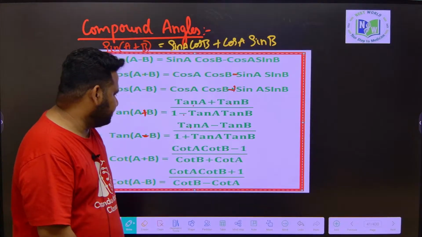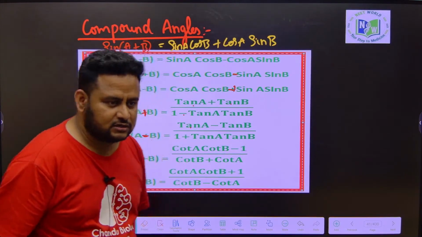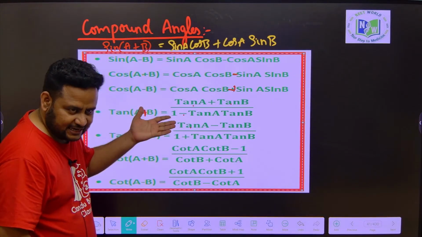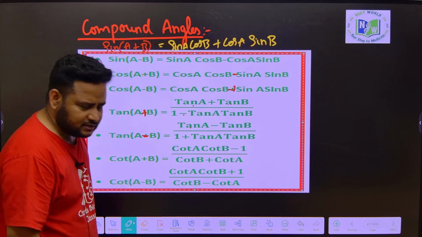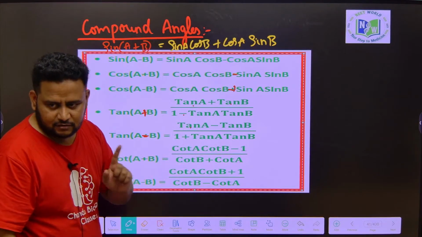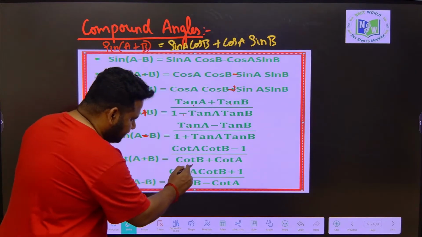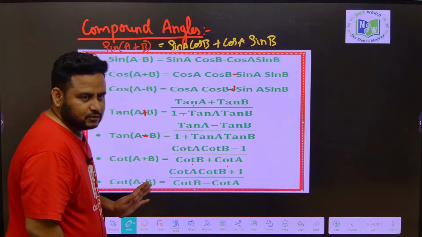Similarly, if I talk about cot, cot A, cot B, it is the inverse formula of tan A, tan B, correct? So let us start with the denominator, not the numerator. Let us write B first, then A. Focus, you should not write A first, you should write B. Cot of A plus B is cot B plus cot A in the denominator, in the numerator cot A cot B minus 1.